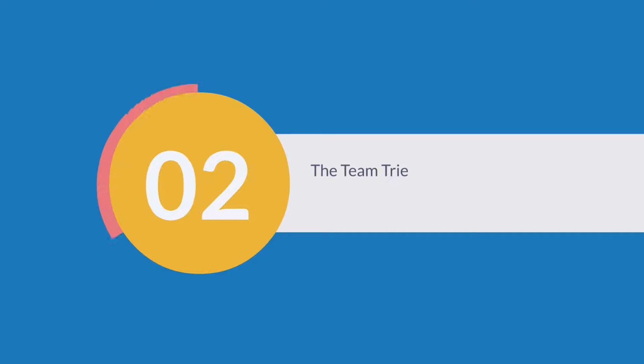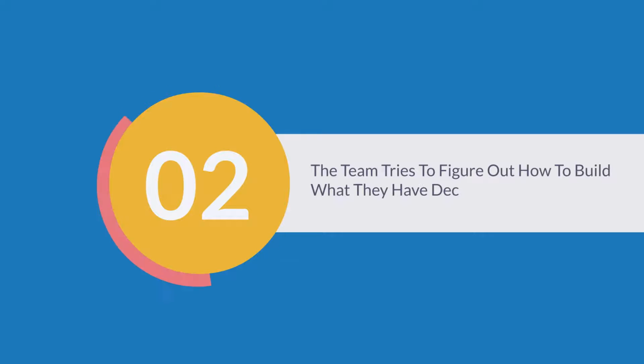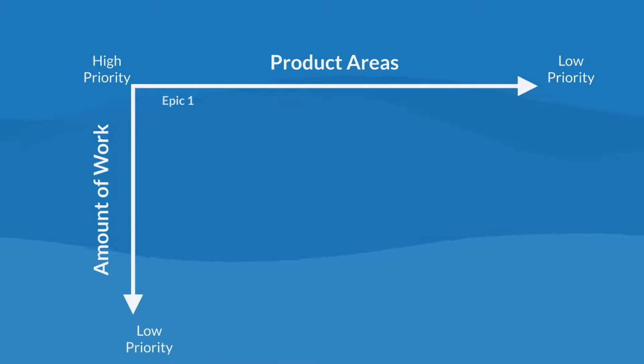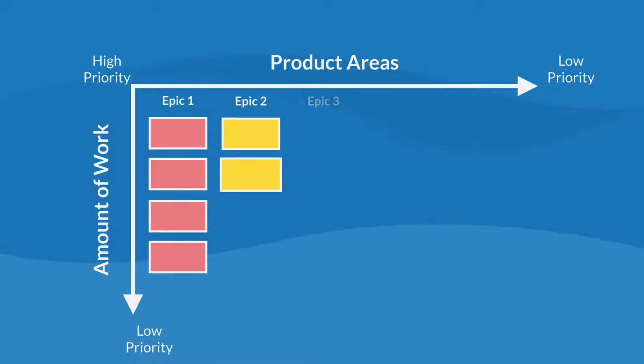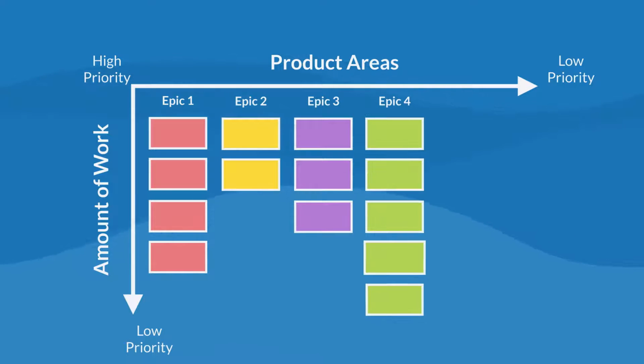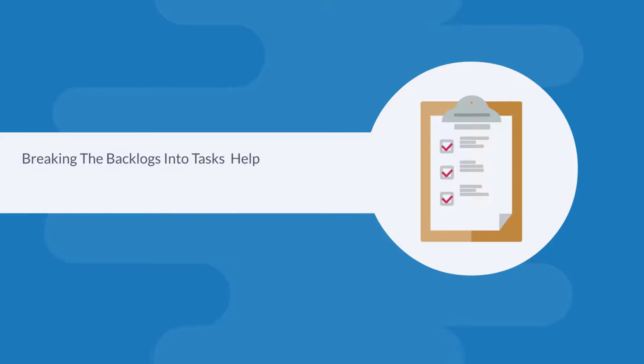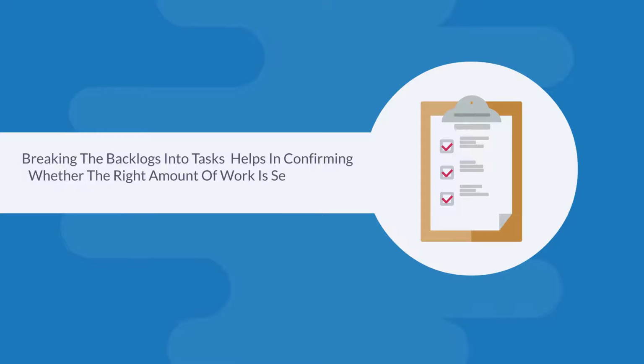Then comes the second part of the sprint planning meeting, where the team tries to figure out how to build what they have decided to build. Sometimes the work required to complete the product backlog items is broken down into rough task lists. Sometimes only the first few items are broken down into tasks. Breaking the backlog items into tasks helps in confirming whether the right amount of work is selected or not.